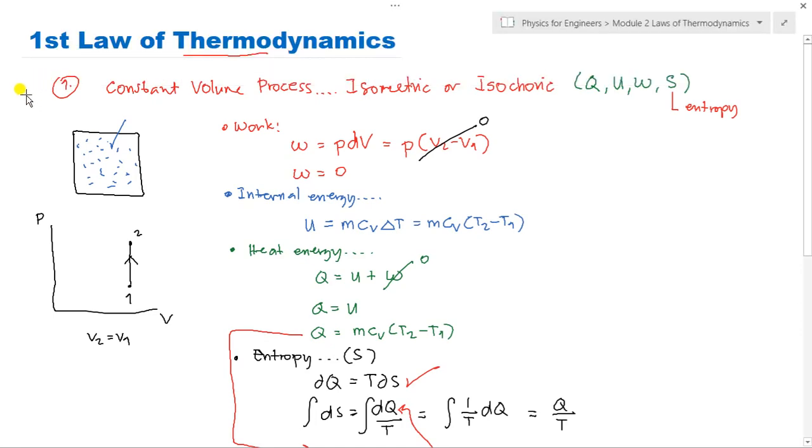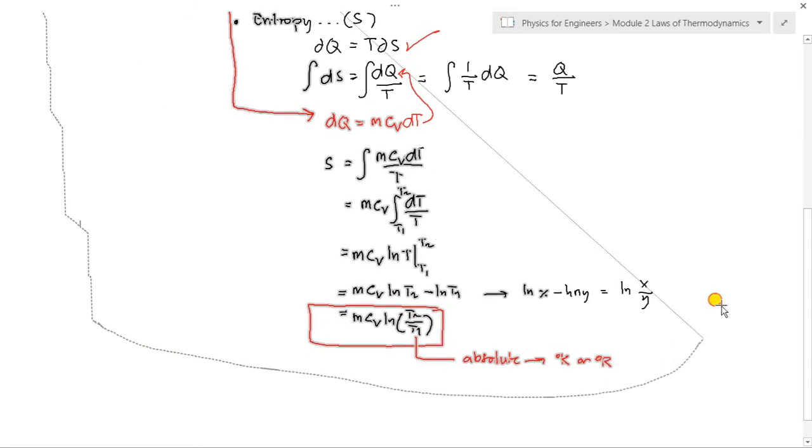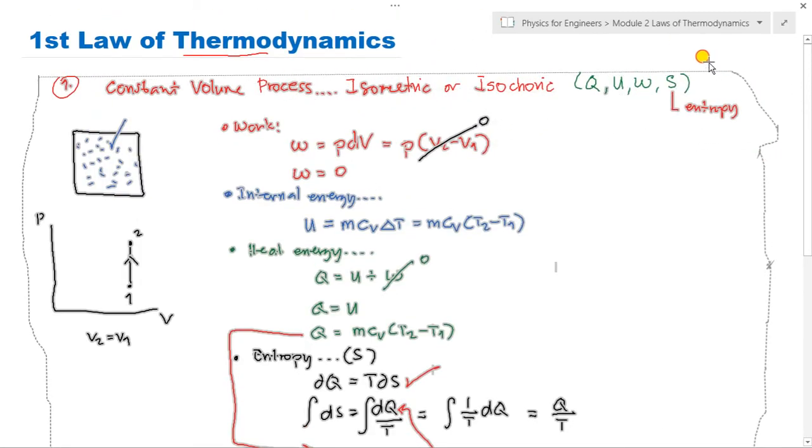Okay, so walay pangutana regarding sa first nga process. Wala na? Okay, so let's proceed to the next one.